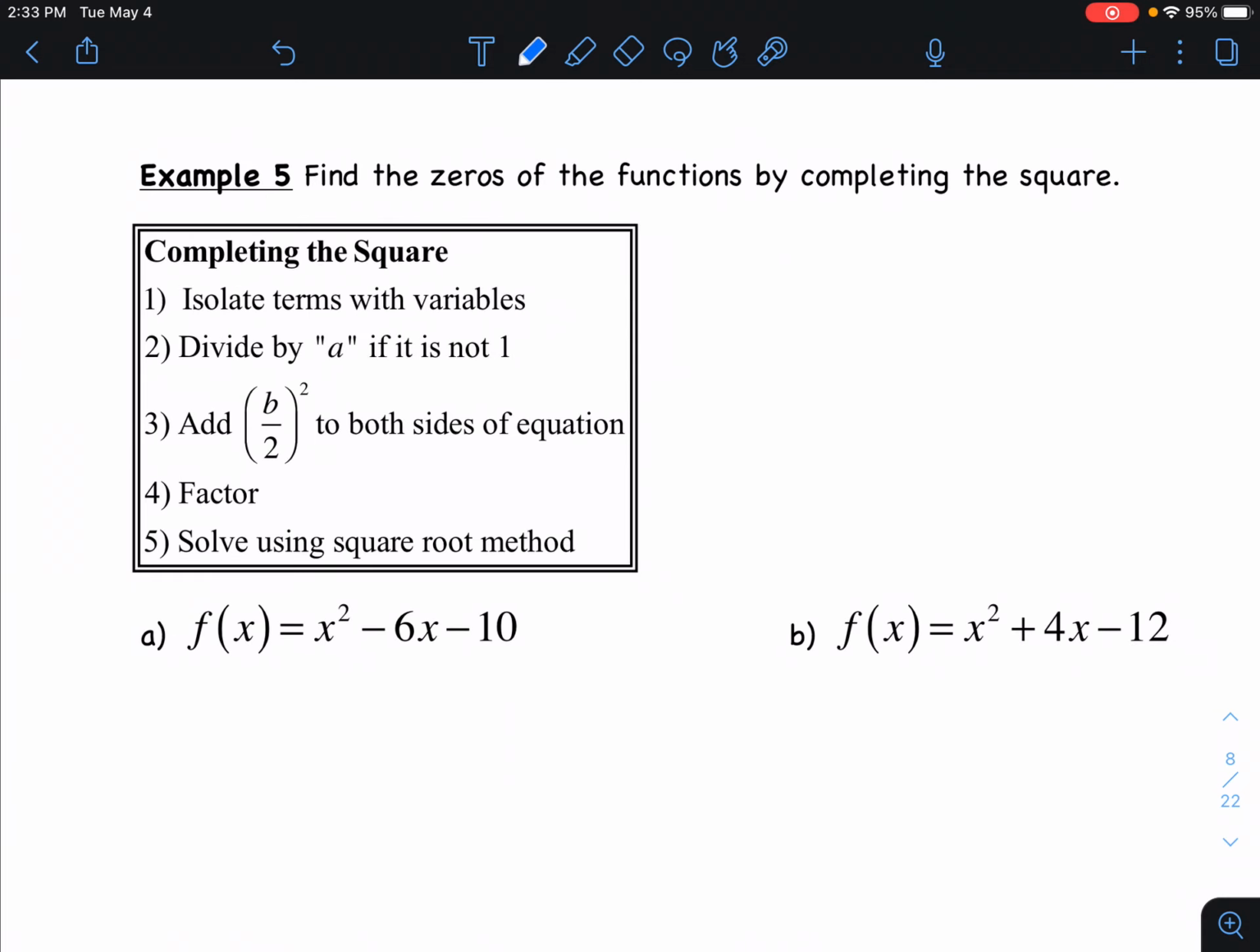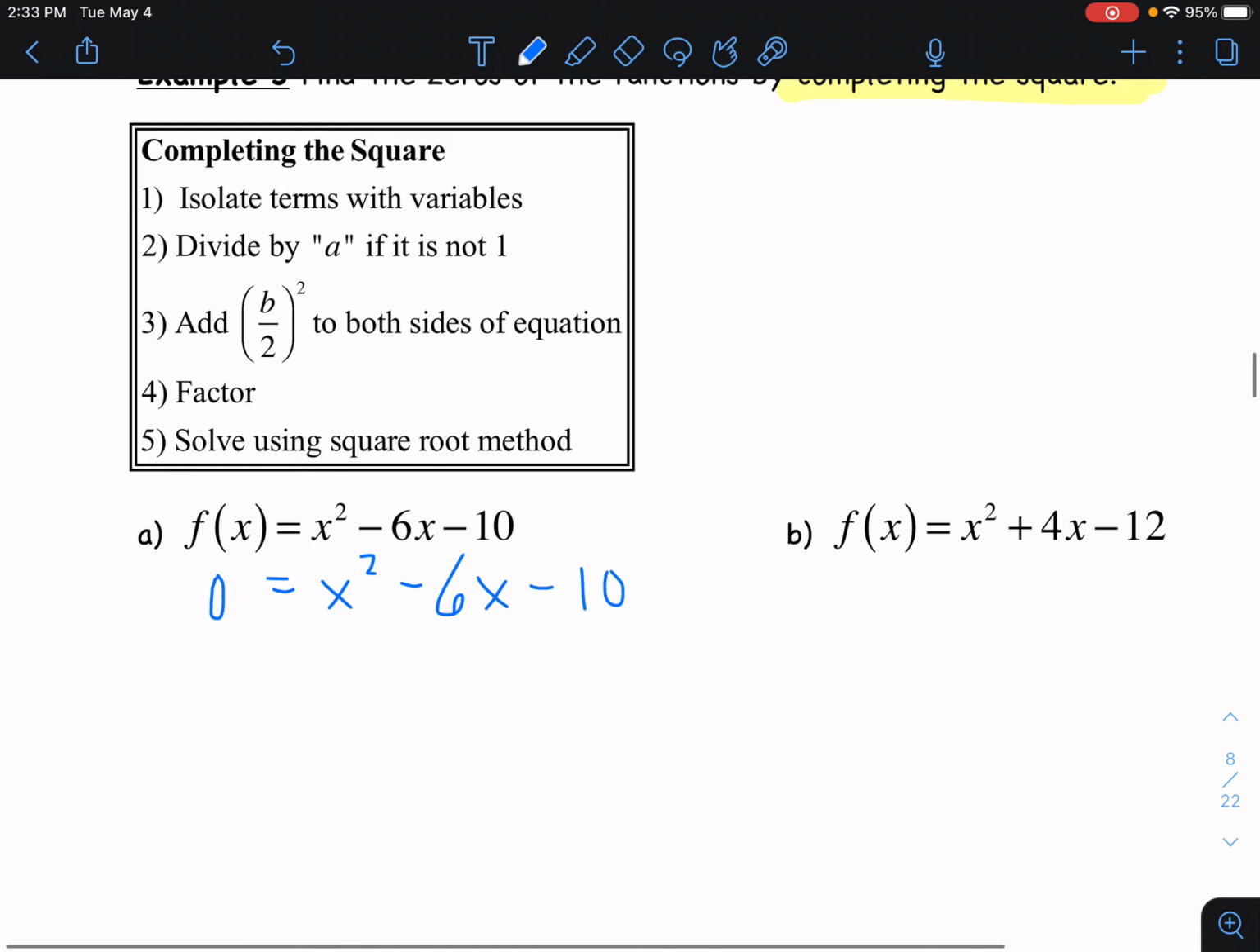All right, so example 5 says find the zeros of the functions by completing the square. So that's the method we're using. So here's the steps that we're going to go through today. Now, don't worry about the fact that these problems say f of x equals. Let's change those into zeros. Now, I'm going to turn this guy around. I usually like my x squared term on the left.